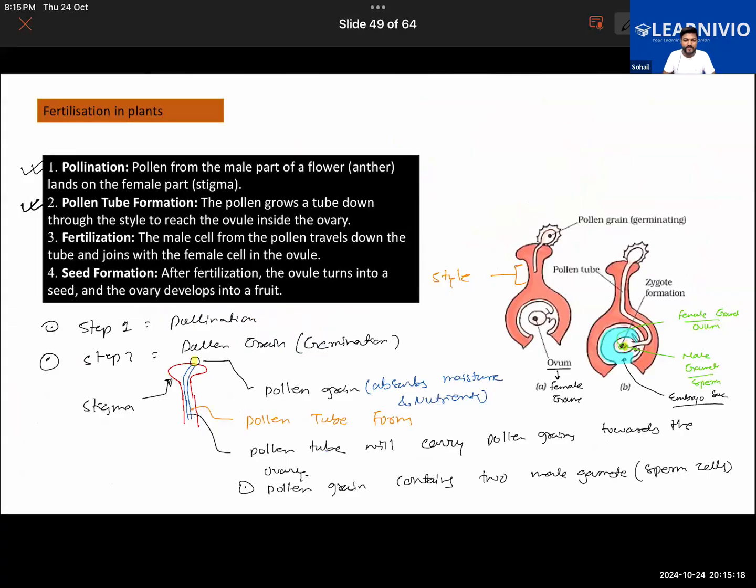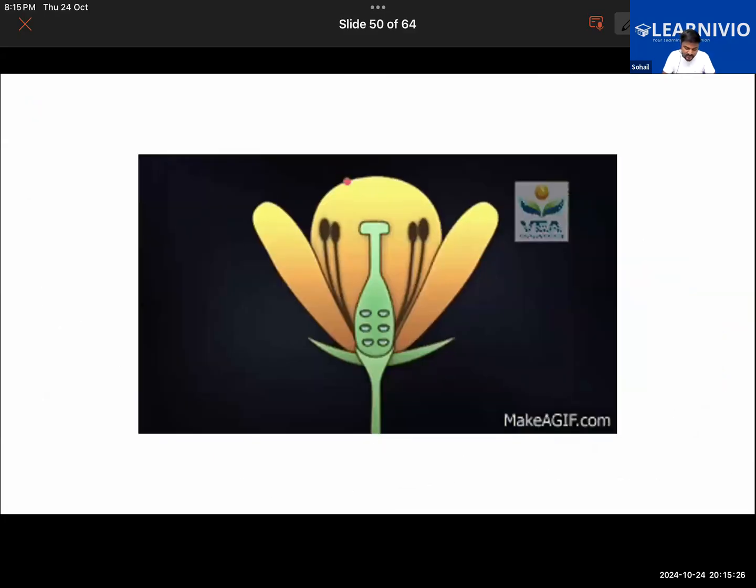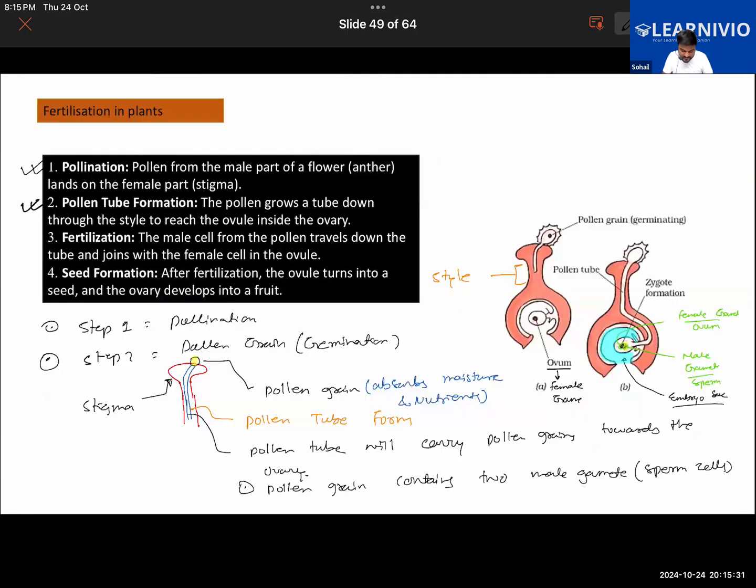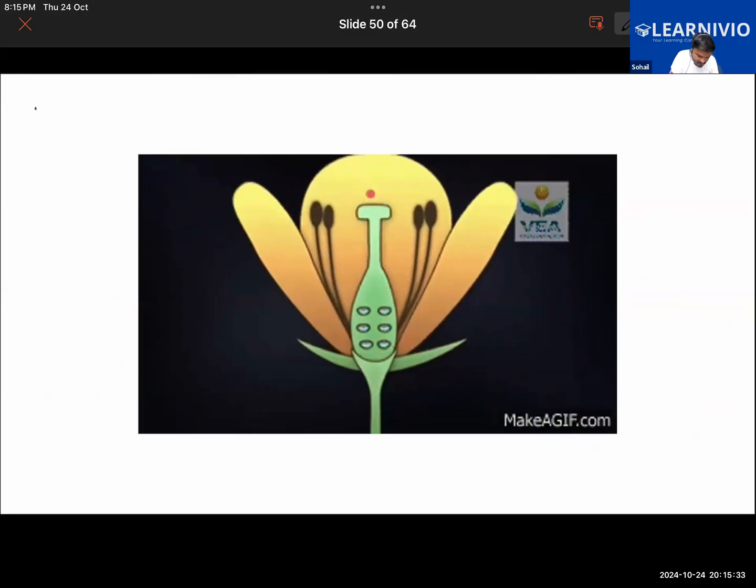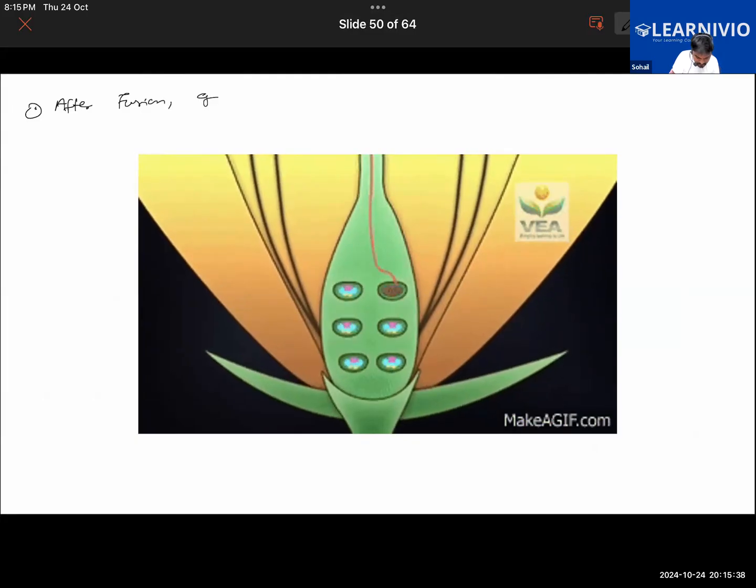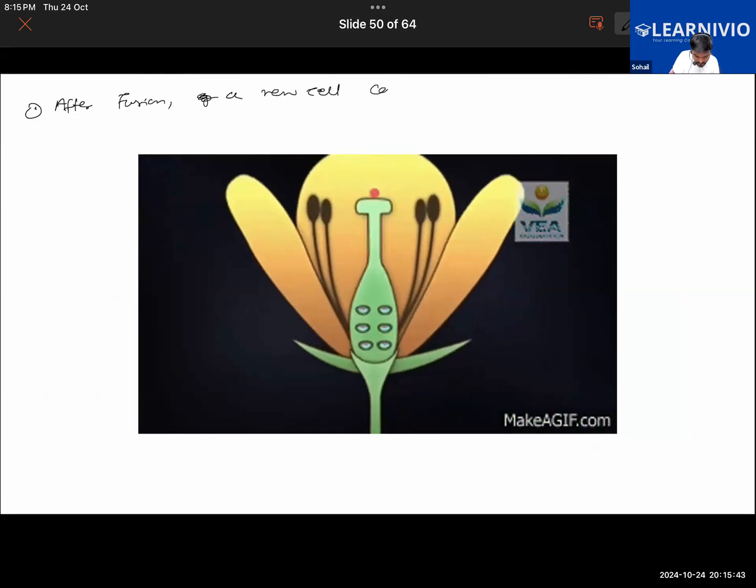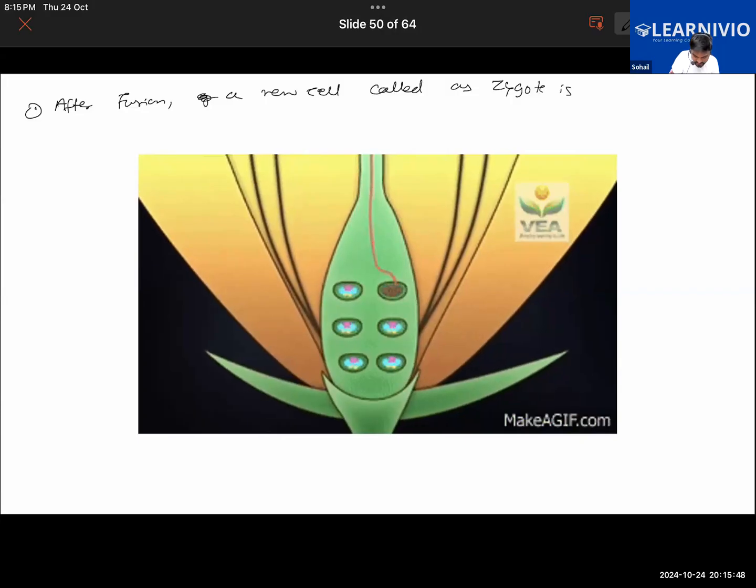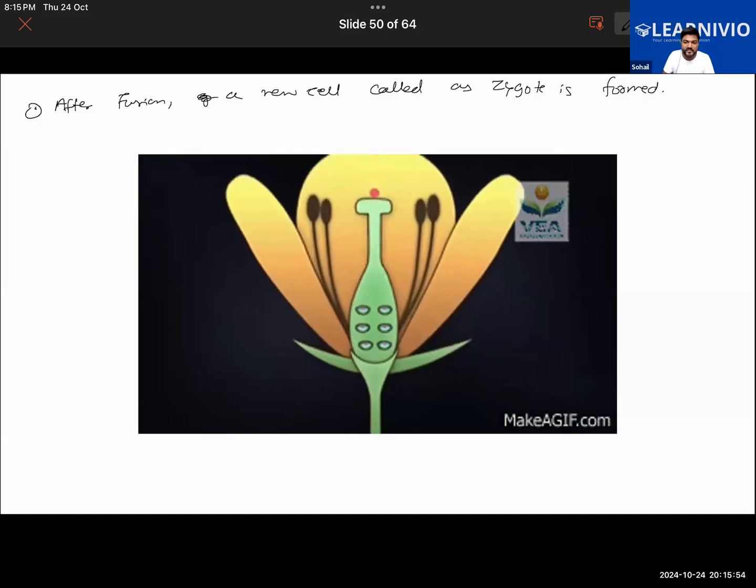Okay. So here now the fertilization has taken place. The fusion of the male and female gamete cells will take place. After fusion, what will happen? A new cell called a zygote will be formed. After fusion, a new cell called zygote is formed here. Zygote is formed here, right? And this is the first cell of the new plant.